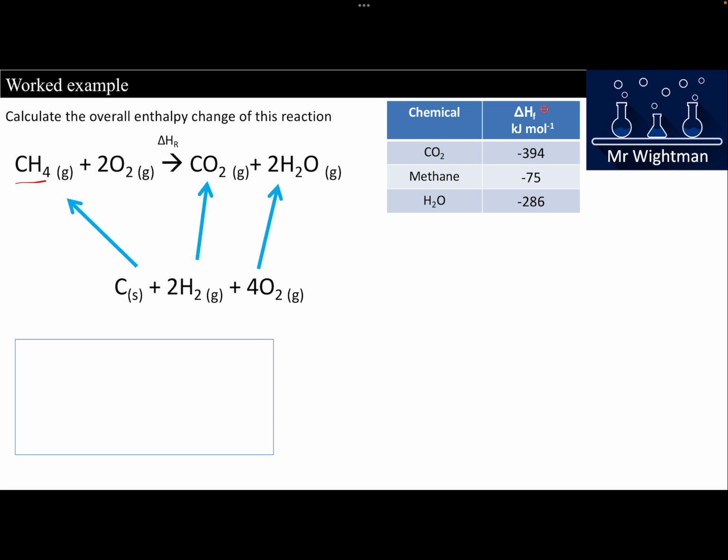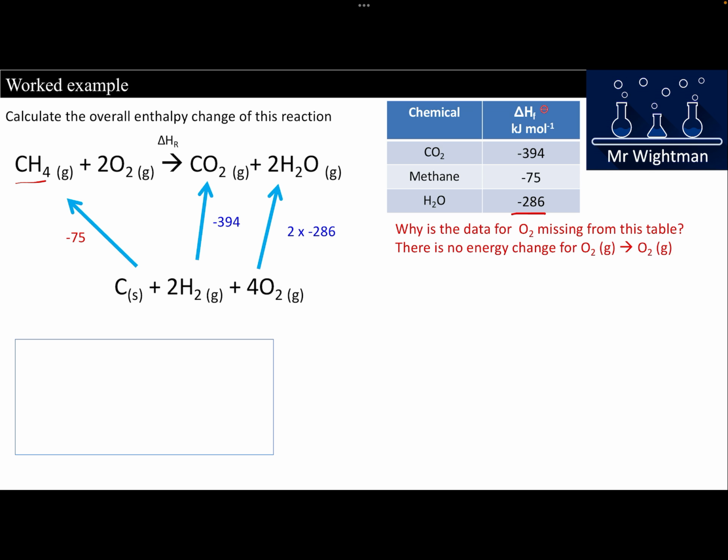So every time the reactant methane is formed, that is minus 75. That's only one of them, because it's 1 mole of methane. There's 1 lot of CO2, so that's minus 394. And there's 2 lots of water per mole, so minus 286 times 2. There isn't a value for oxygen, and we'll come back to that. But if we did products minus reactants, we would then... Oh, there it is. So there's no energy change for oxygen. There's no energy change for oxygen because it's already an element.